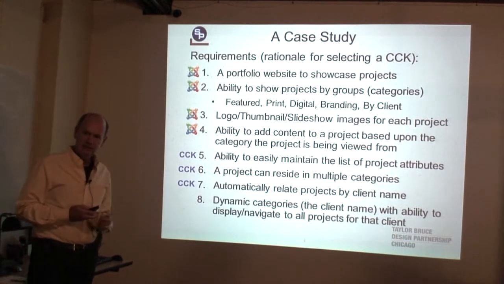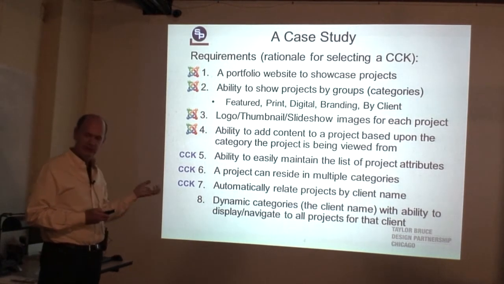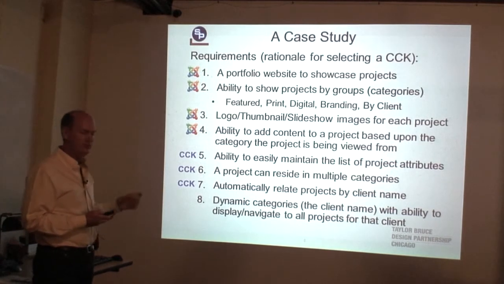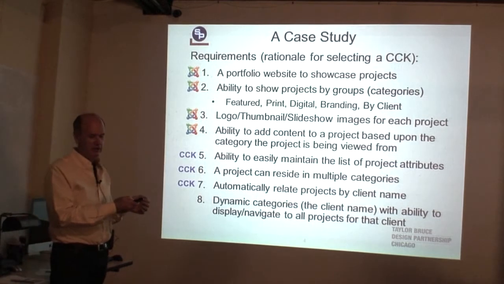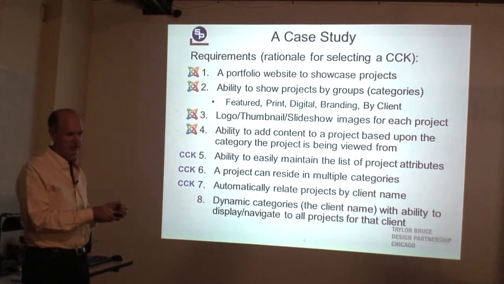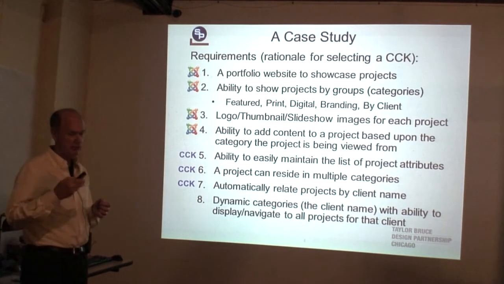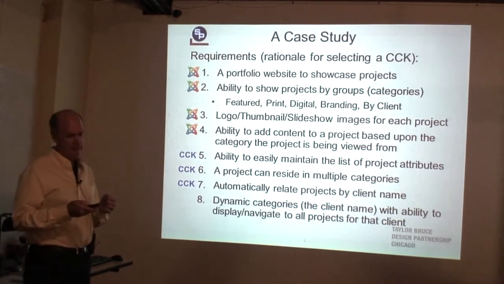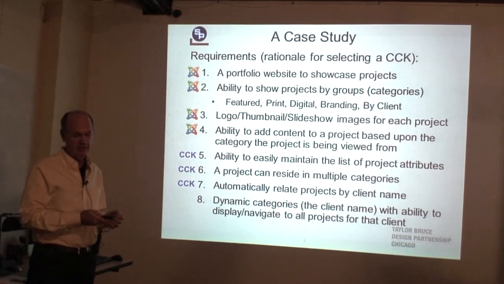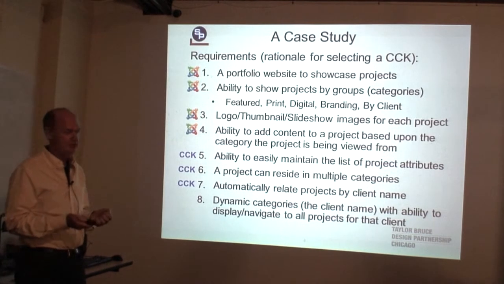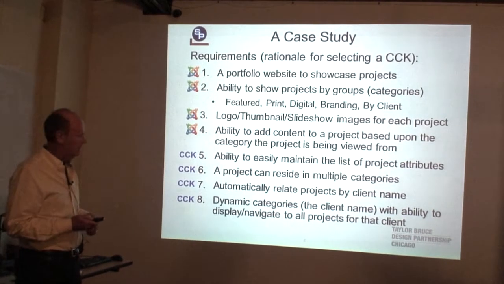And the last thing, which he didn't say and I didn't realize, is I discovered that we need dynamic categories, and I'll get into what those are. For example, when you go to a client name, you want that client's name to be a category, because from that perspective you want to show all the projects for that category, like you would show all the digital projects, all the featured projects, all the branding projects. From a usability perspective, you want it to look like a category, but each time you get a new customer, you don't want to put in a new category. So I was hoping that a CCK could handle that requirement also.